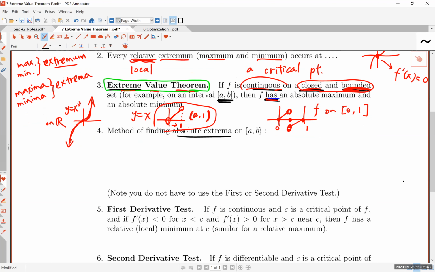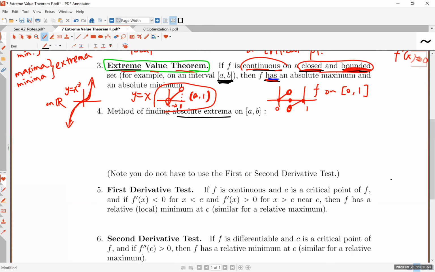All right, so the method of finding absolute extrema. Now, this is another important point here. How do you find absolute maxima and minima? It's been a while since you took Calculus 1, probably a year, and you may remember this incorrectly, and that's the reason why I'm explaining this. Method of finding absolute extrema on a to b. All right, so first, you find all critical points.